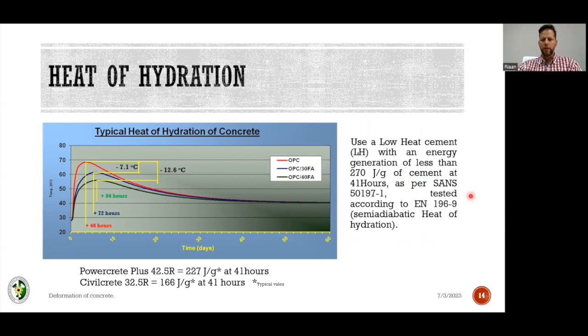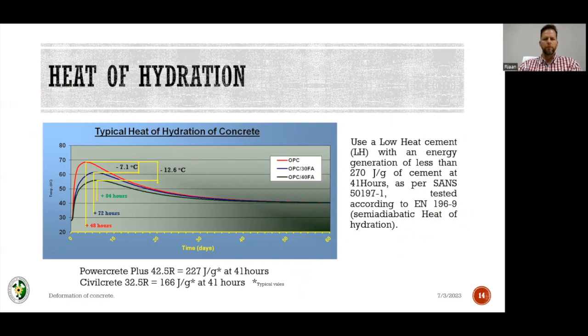It's very much the case of if you don't know what to ask, you don't ask it. It's very obvious, but if you're armed with this, you can now ask questions in your specific project where there is a slight chance of heat of hydration considerations.